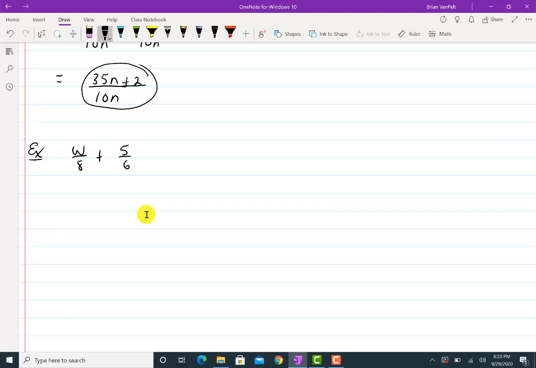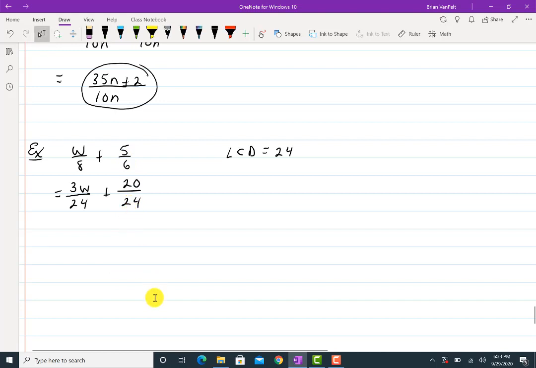And now, for LCDs, I'm going to let you work them yourself, but I will tell you what they are. In this case, the LCD is going to equal 24. You can do that by the process that I've shown you. So I'm going to write each of these fractions as being over 24. In order to make 8 into a 24, I have to multiply by 3. So I'll get a 3w. In order to turn a 6 into a 24, I have to multiply by 4. So I get a 20. So I get 3w plus 20 over 24.